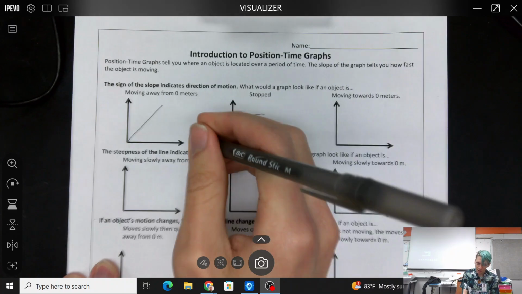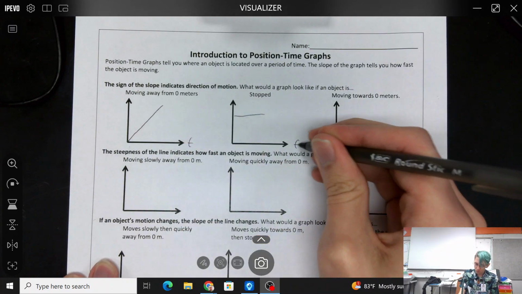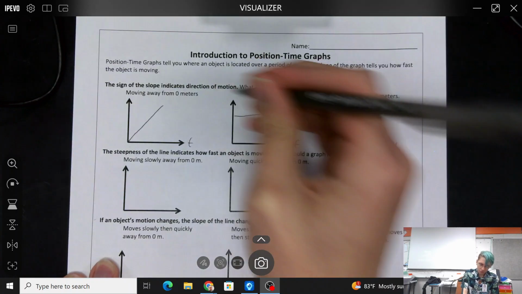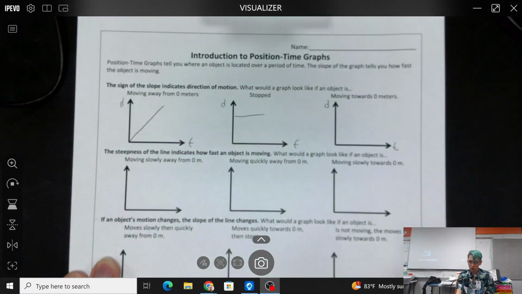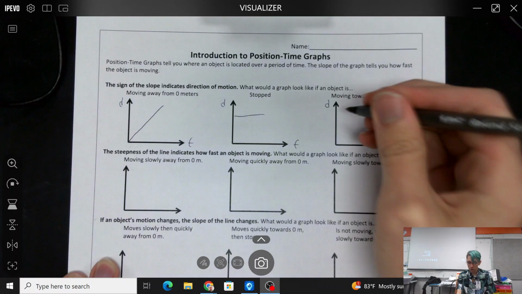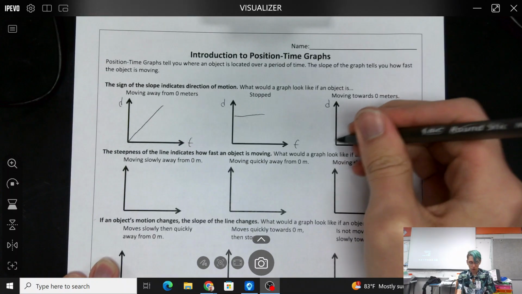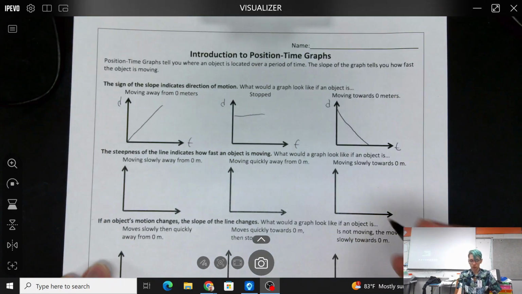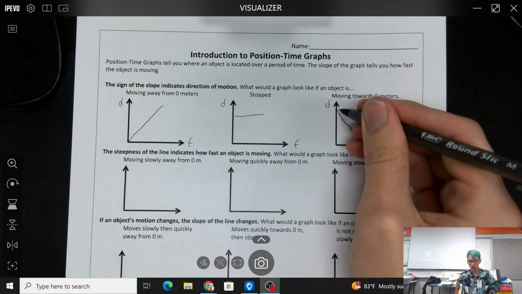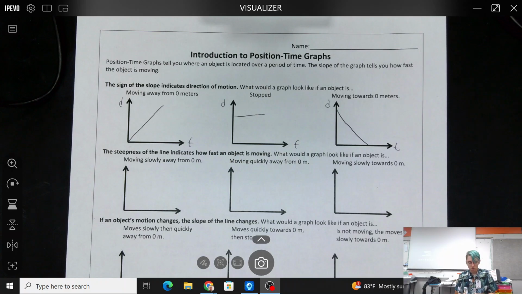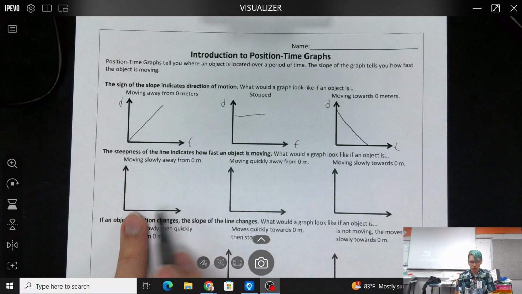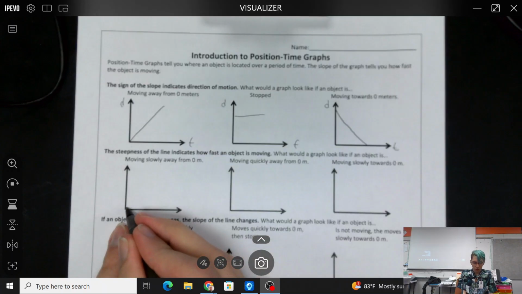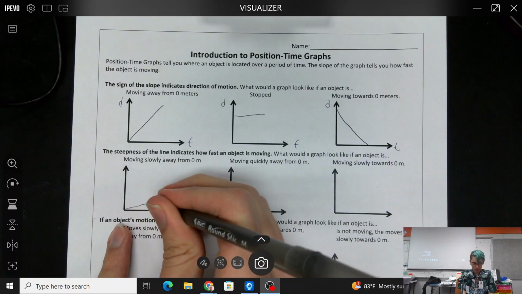Think once again, our x-axis is time and our y-axis is position. If it's moving towards 0 meters, this is 0 for d, or our displacement, or position. So we're starting away from 0 and moving towards it. The steepness is going to indicate how fast the object is moving. So if it's moving slowly, our steepness is going to be very slack, just like this.